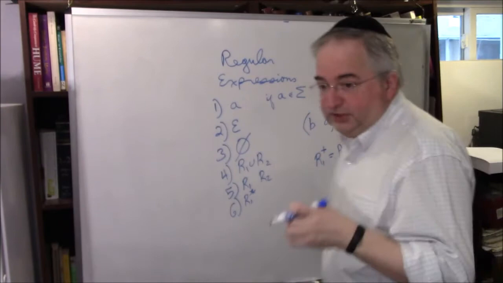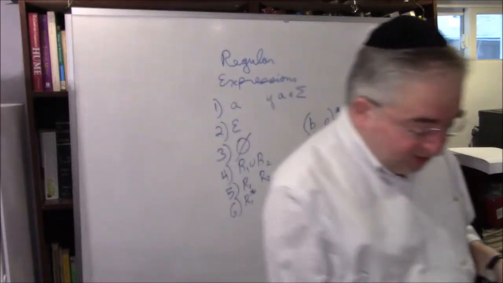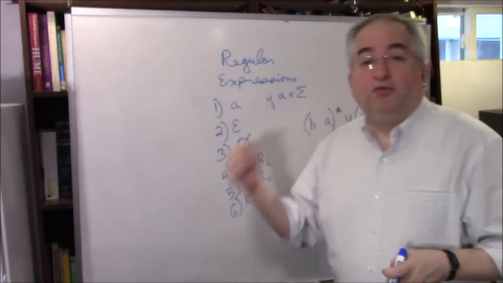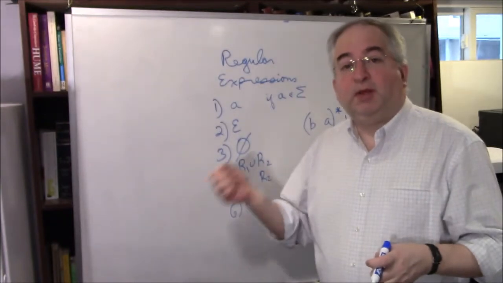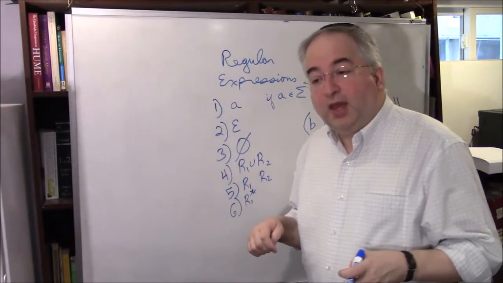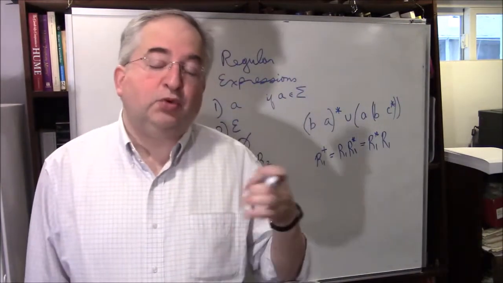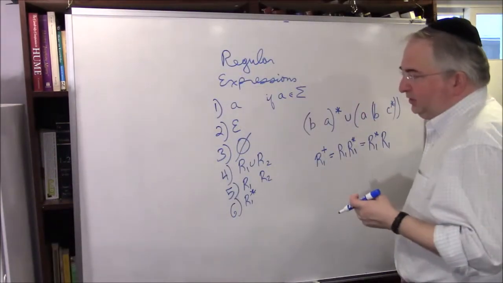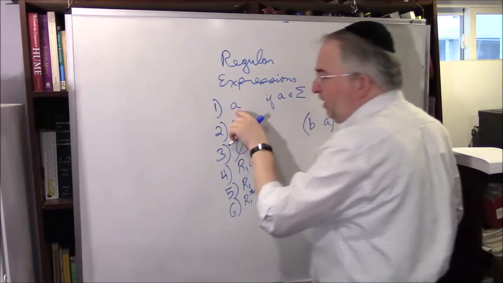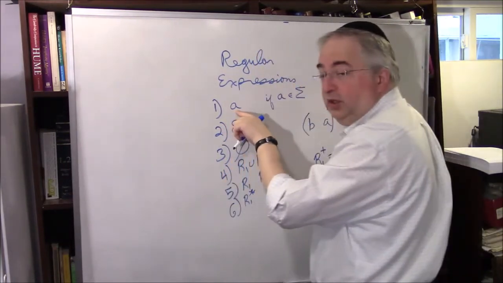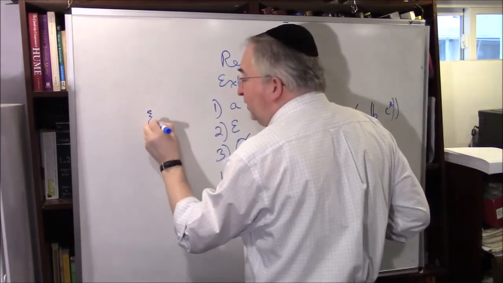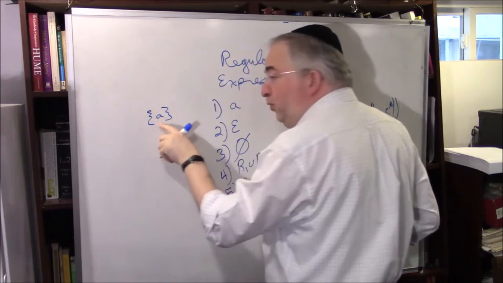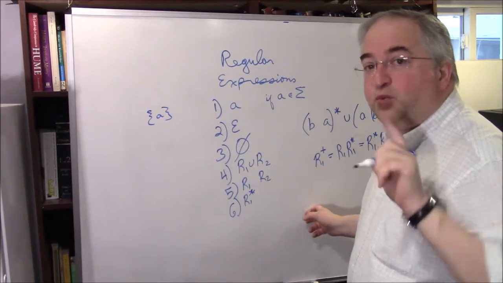The main point of this section is that every regular expression corresponds to a language. Every regular expression corresponds to a regular language. Okay? And we can almost see it. What language does this correspond to? Well, it corresponds to the stupid language that has one word, and that one word has one letter, A.